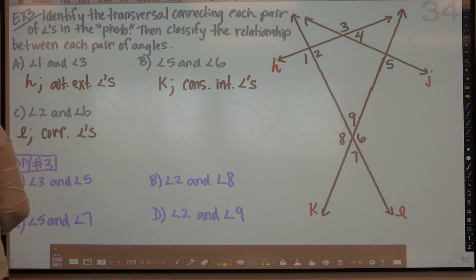All right, and that's pretty much all you have to do. So now again, do-it-yourself number 3 is on the same page here, and there are 4 different scenarios, and you're using the same diagram to again identify the transversal first, and then classify the relationship of each pair of angles.